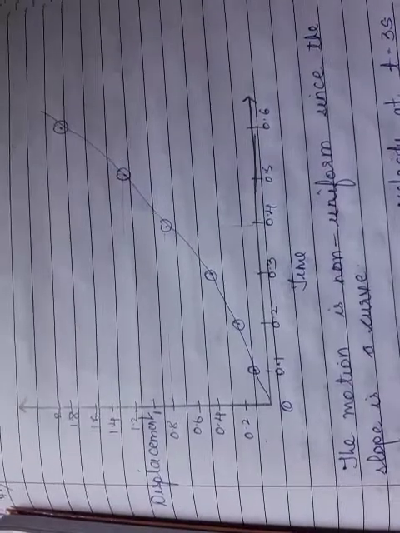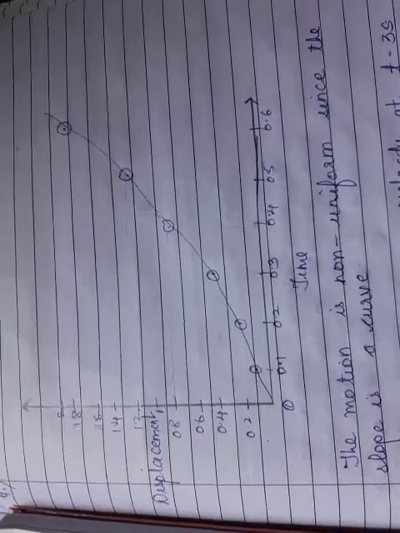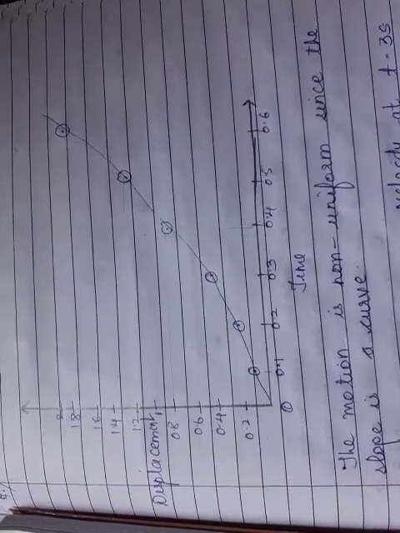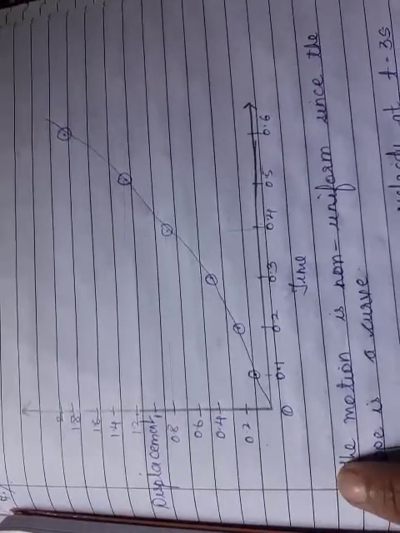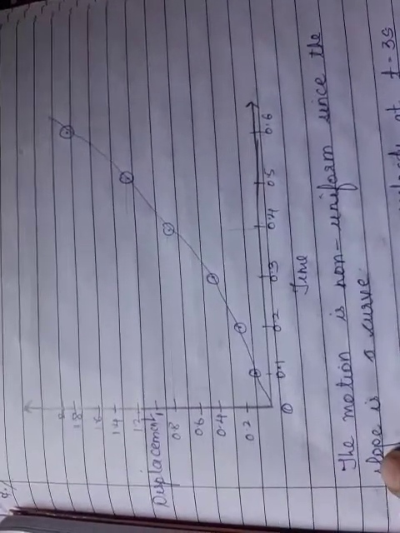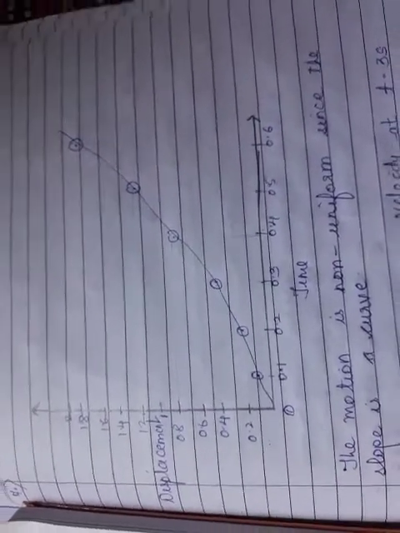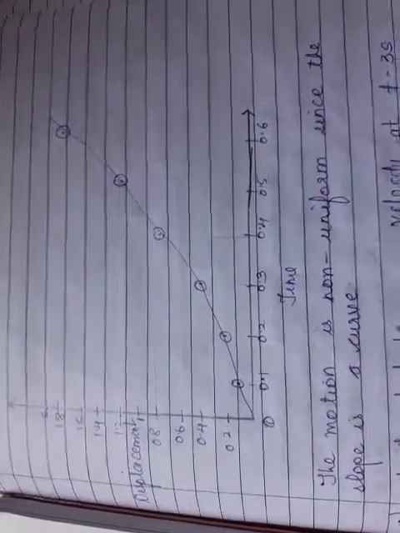Now from this graph we can say that the motion is non-uniform because it's a curve. So we conclude here that the displacement time graph is a curve, so the motion is non-uniform. So I have written here, you can write it from there.